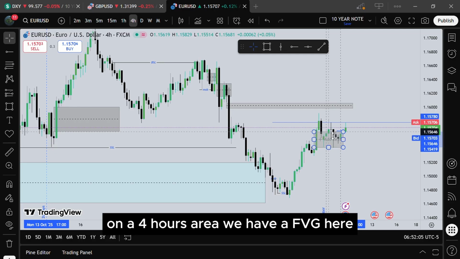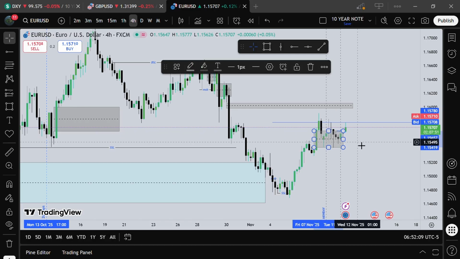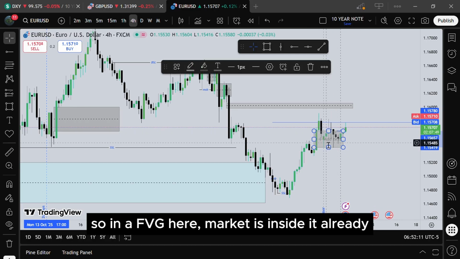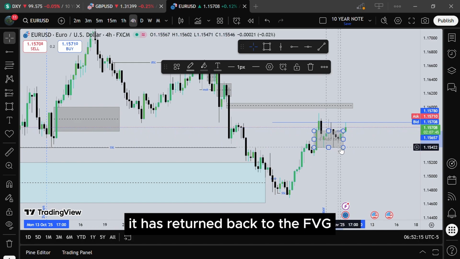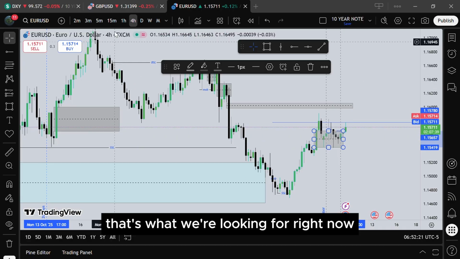On the 4 hours chart, here we are. We have a fair value gap here. Since we are looking for opportunities to buy, a long fair value gap is around here. The market is inside it already. It has returned back to the fair value gap so many times that we just need to look for a break of structure. That's what we're looking for right now.